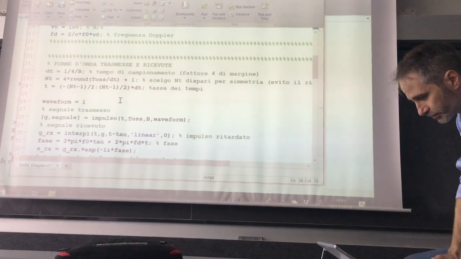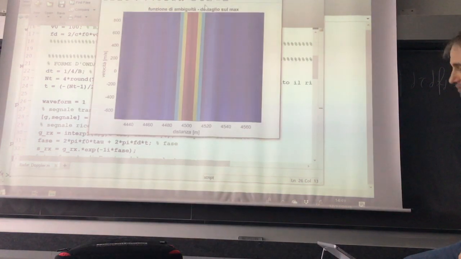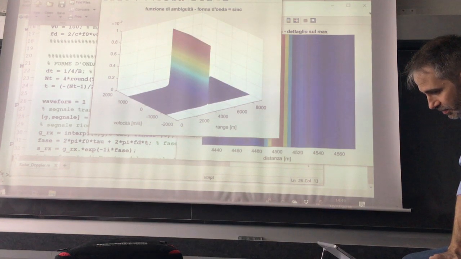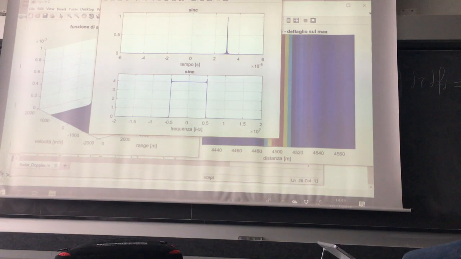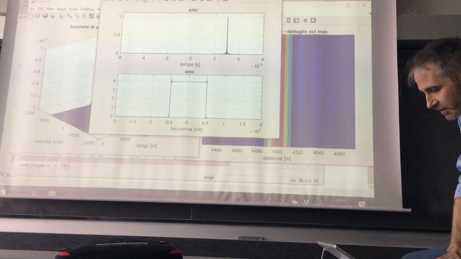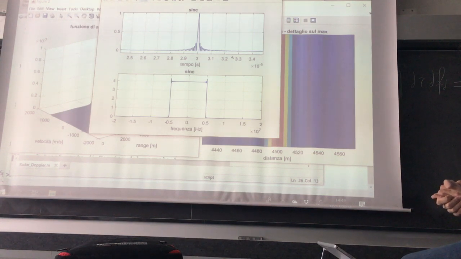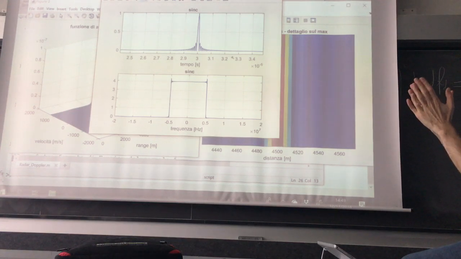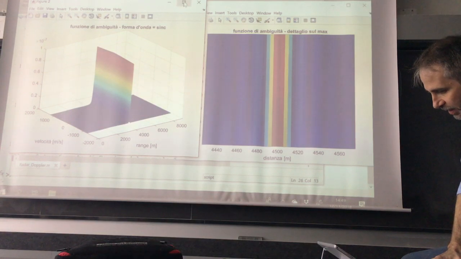Waveform 1. So waveform 1 is a cardinal sine. So I am transmitting a cardinal sine. This function is very well localized in time, not so in frequency. So you have a large bandwidth and it is a very short pulse in time. And this is its ambiguity function.